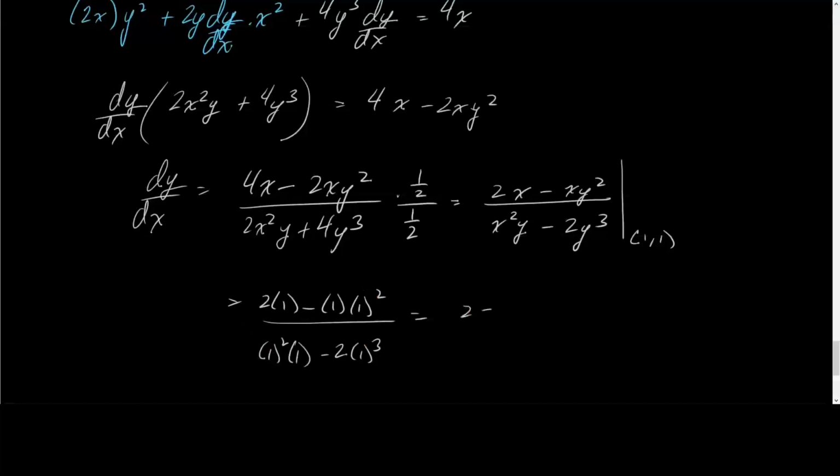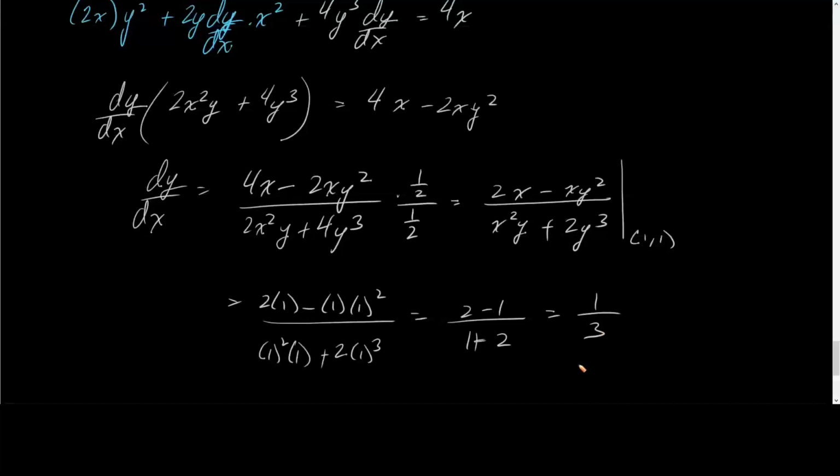This gives us 2 minus 1 over 1 minus 2. Well, not 1 minus 2. Look at this, I missed that plus. That's a plus. That's a plus. That's a plus. So 2 minus 1 over 1 plus 2. There we go. Way better. 1/3. All right.